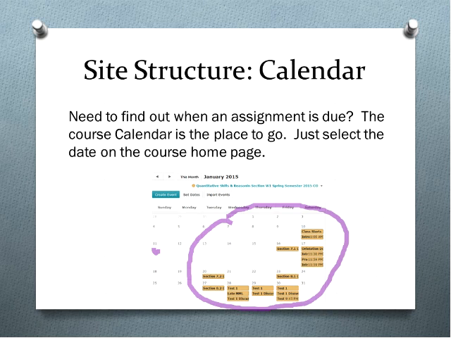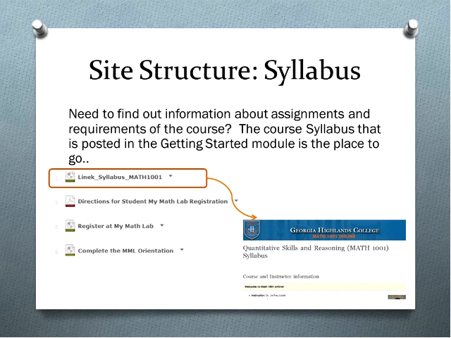And the official calendar is the one at the V2L site. Okay, as well as the site structure, you're here in the Getting Started page, and a lot of times you say, well, I need to find out information about assignments or requirements in the course. Well, the course syllabus that is posted here in the Getting Started module is the place to go.